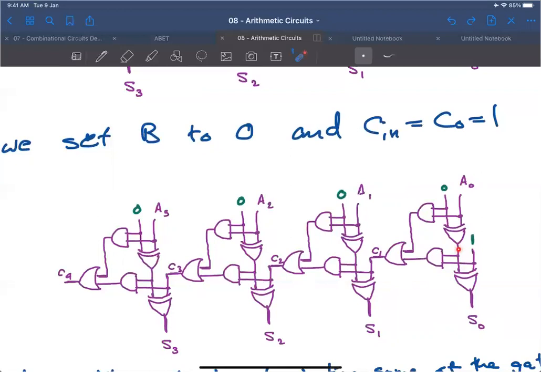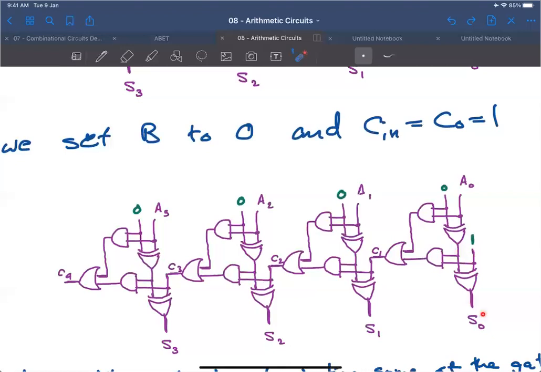A1 XNOR 0. A0 XNOR 0. Which is, using the properties of the XOR, A0, right? Anything XORed with 0 is the same thing. This is A0, all right? And then A0 XORed with 1 is A0 complement, okay? Remember the XOR, the exam is approaching, guys, so please make sure that you review, okay?